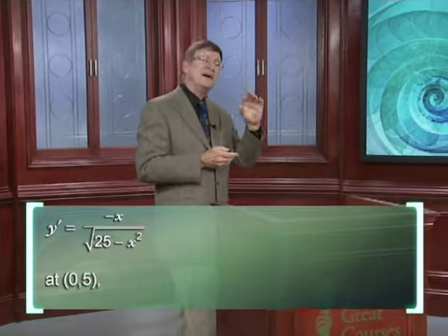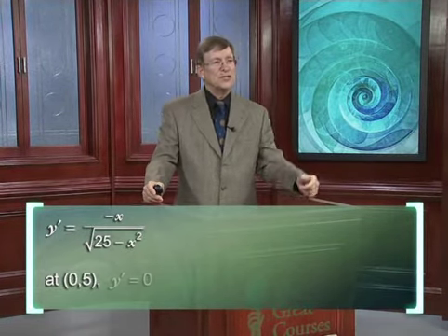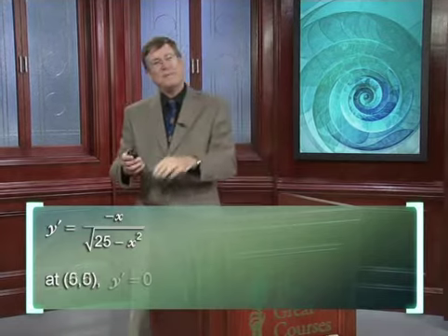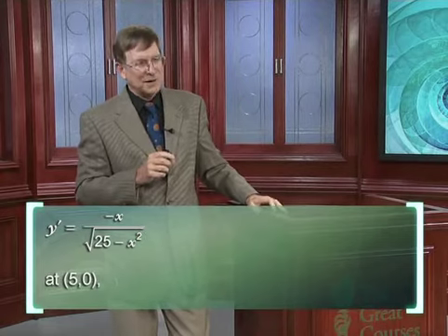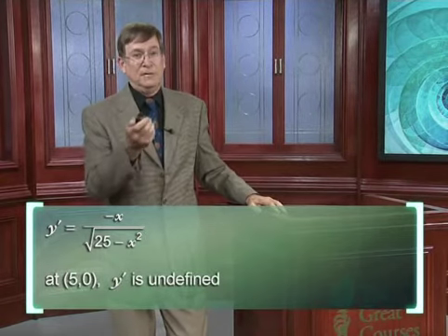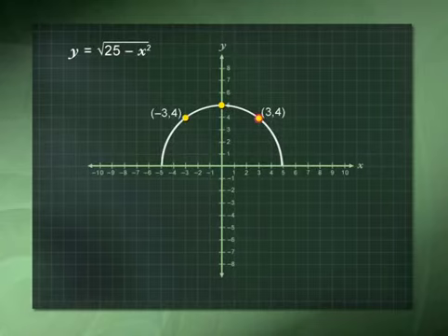How about at 0, 5? How about if x is 0? Well, the numerator is then 0, and the slope is 0. And how about at 5, 0? Well, if you plug in 5, you're dividing by 0, aren't you? So the slope's undefined at 5, 0. Let's look back at our picture and see how these results are verified geometrically. Look at 3, 4, the slope is negative. At minus 3, 4, the slope is positive. Up there at 0, 5, you have a horizontal tangent. The derivative is 0.